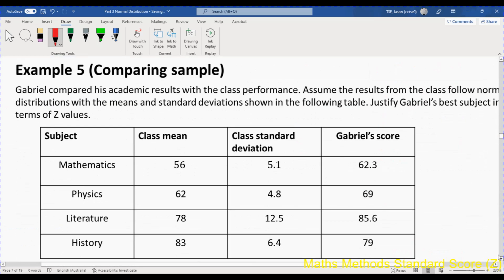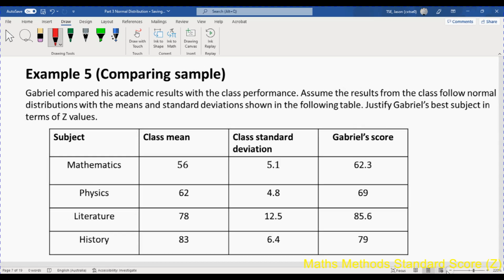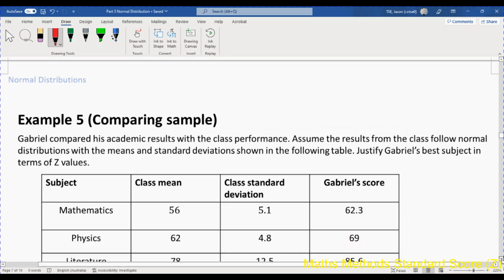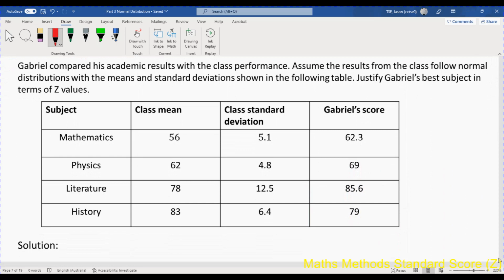So let's see some applications, which is the more interesting part of normal, for z-scores, or z values. Gabriel compares his academic results. Compare is the keyword here: his results with the class performance of the whole class. Assume the results from the class follow a normal distribution with means and standard deviations in the following table. Justify Gabriel's best subject in terms of z values.